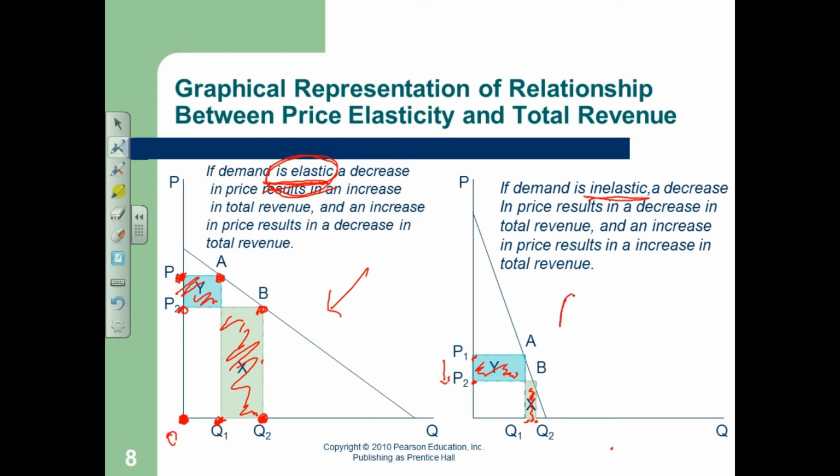Therefore, when price goes down, total revenue would also go down because it is inelastic. By the way, on the left-hand side panel, price is going down and your total revenue went up because your gain is X and your loss is only Y. So this is a graphic representation of what happens when you lower the price.